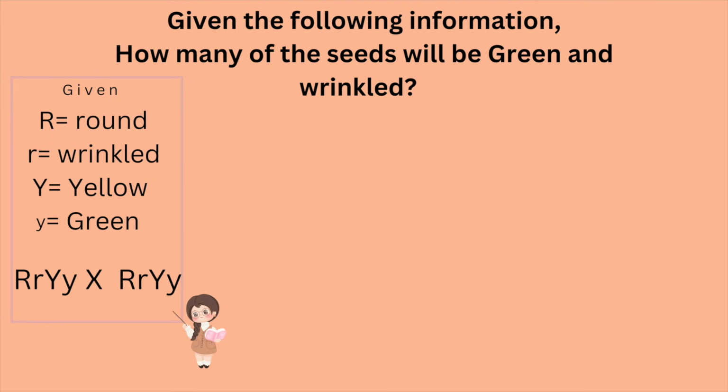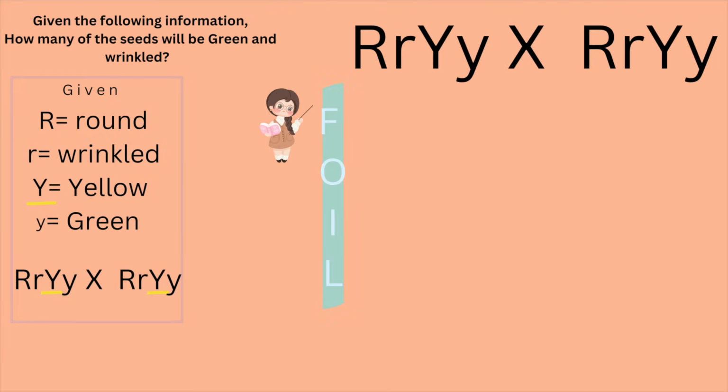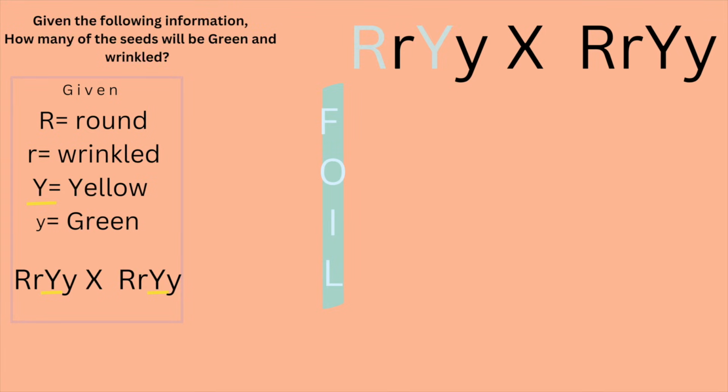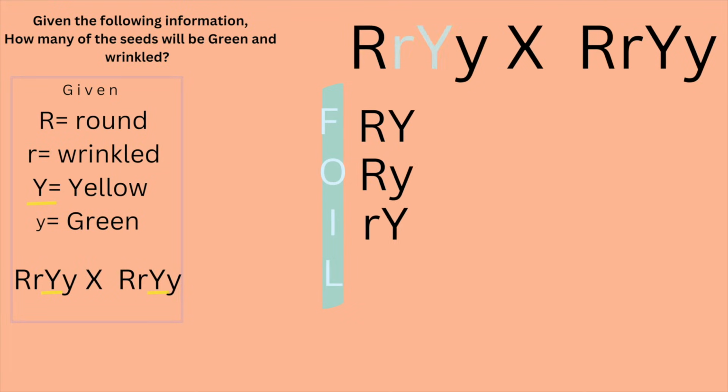It's a bit hard to tell big Y from little y here, so I'm just going to highlight big Y for the time being. The very first thing we're going to do is FOIL. FOIL stands for first, outer, inner, last, just like algebra. So first we get big R, big Y. Outer, we get big R, little y. Inner, we get little r, big Y. And last, we get little r, little y. Okay, so I'm going to let you try to FOIL the next one on your own.